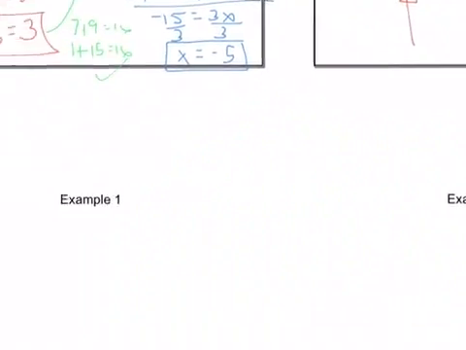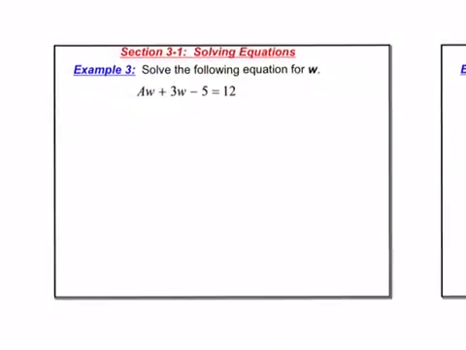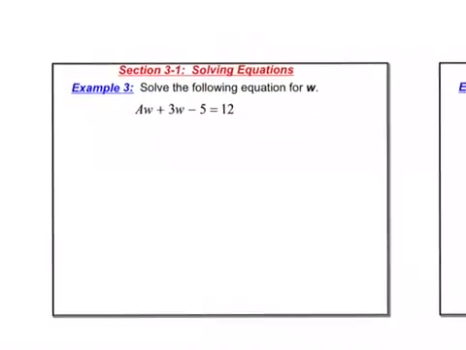All right, moving on to example 3. Same situation here. They want you to solve for w, so we want to get that variable all by itself. And one thing that you should notice here is that W shows up in two places. It's attached to A by multiplication here and attached to 3 by multiplication here.